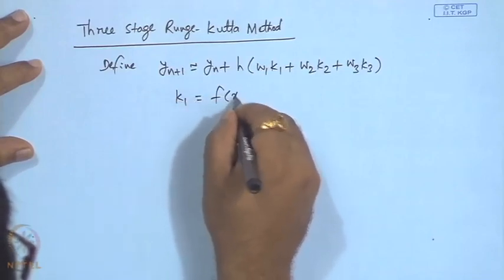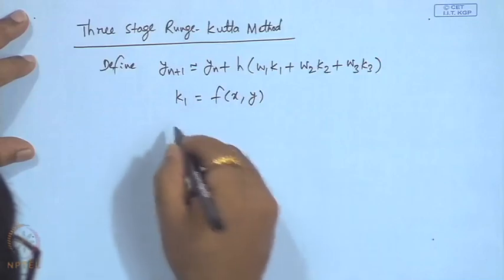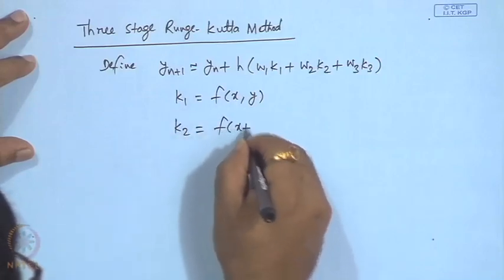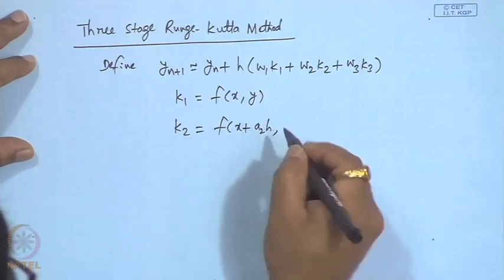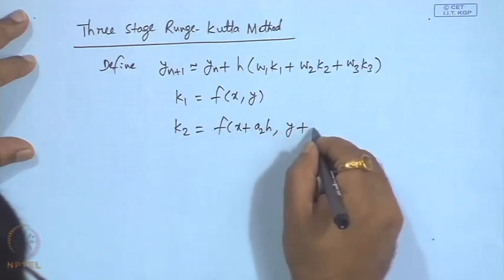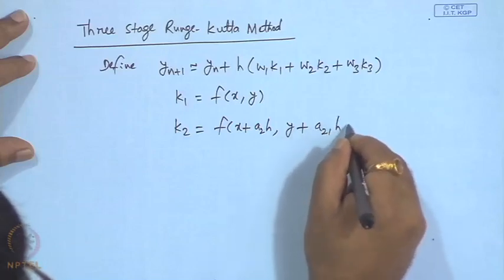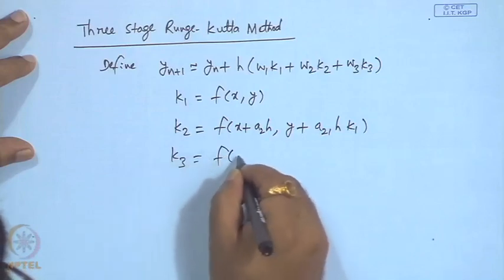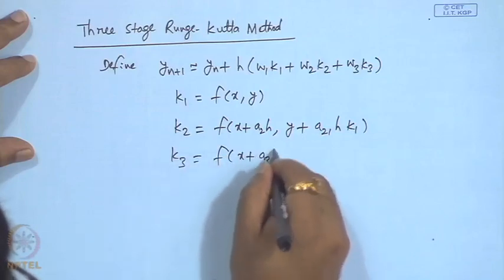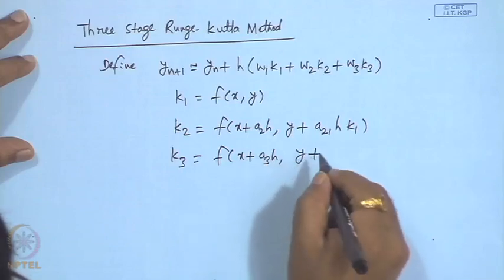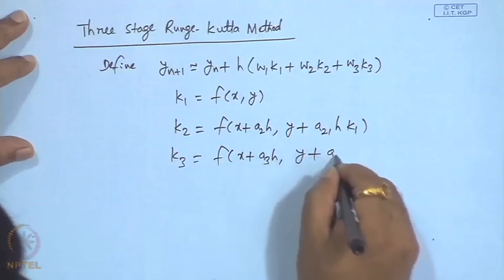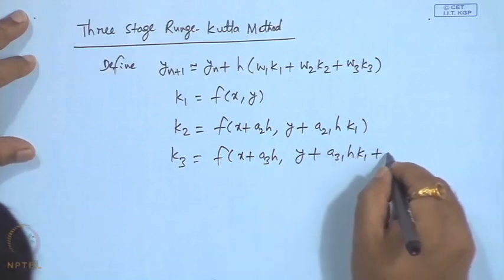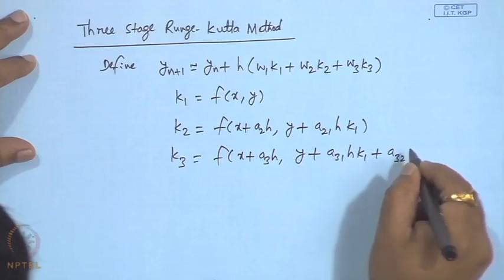K1 is f of x, y. K2 is f of x plus A2 h, y plus A21 h K1. K3 is f of x plus A3 h, y plus A31 h K1 plus A32 h K2.